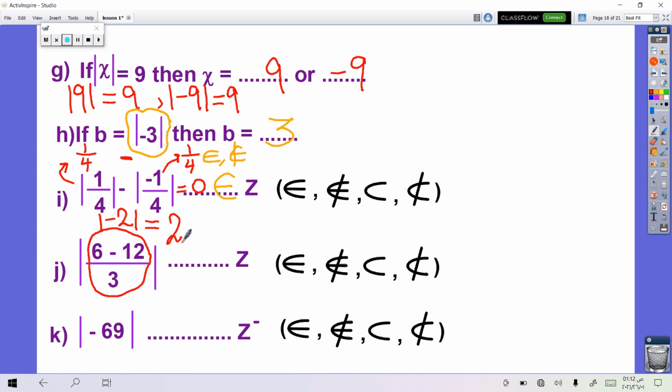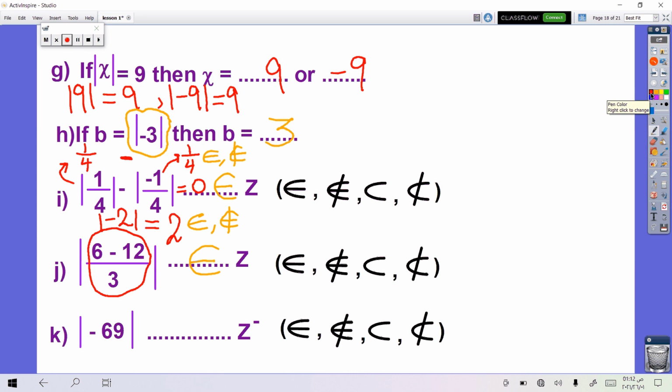Does 2 belong or not belong, or is it a subset or not a subset, to Z? Now we have a relation between an element and a set. So in this case, we have to use belong or not belong. Does 2 belong or not belong to Z? 2 belongs to Z.